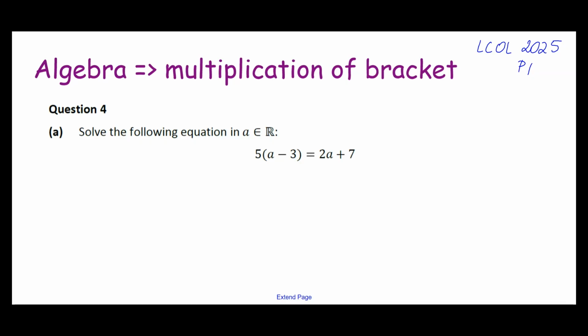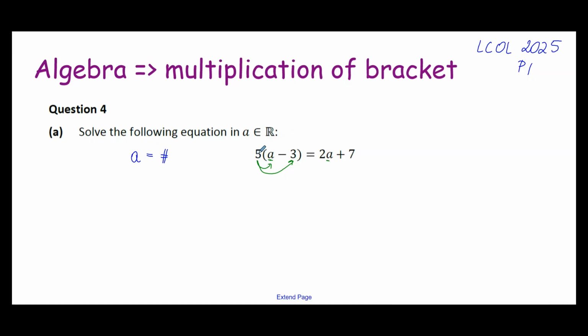So this part of the question has to do with algebra, particularly multiplication of a bracket. Here we have to solve the equation in A. What that means is we have to end with A equal to a specific number. So I'm asking, where is A? A is in the bracket, multiplied by 5, so I need to do that multiplication, and then I have A on the other side.